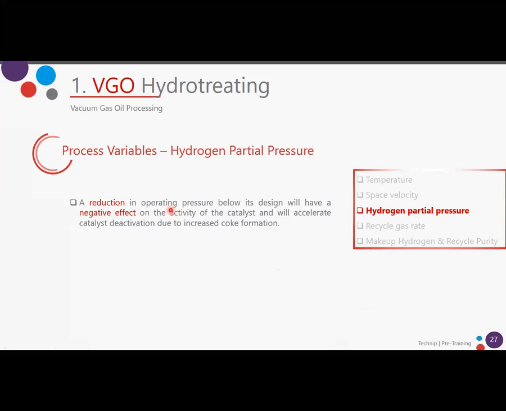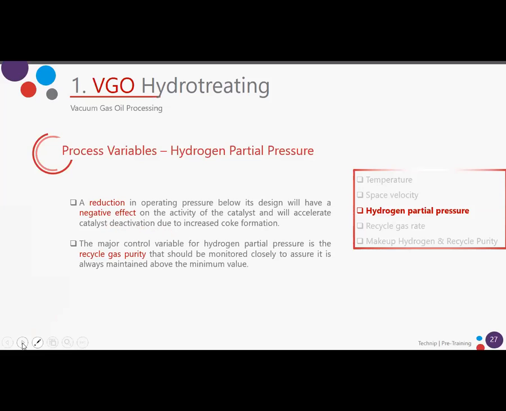A reduction in operating pressure below its design will have a negative effect on the activity of the catalyst and will accelerate catalyst deactivation due to increased coke formation. The major control variable for hydrogen partial pressure is the recycled gas purity that should be monitored closely to assure it is always maintained above the minimum value.